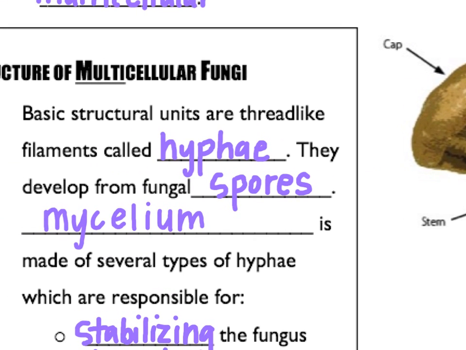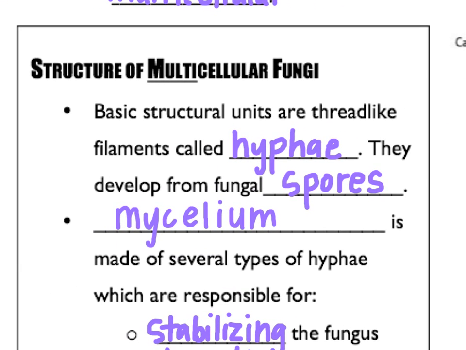Let's look at some of the other parts of the structure of multicellular fungi. So, multicellular fungi are made up of thread-like filaments. If you could look at them under a microscope, you would see all of these filaments, and they're called hyphae. And there's lots of different kinds of hyphae that make up the fungi, or the fungus. And hyphae form out of fungal spores. Spores are the way that fungi usually reproduce. So the spores grow into hyphae, which are these filaments which develop into a mushroom or whatever type of fungus you're looking at.